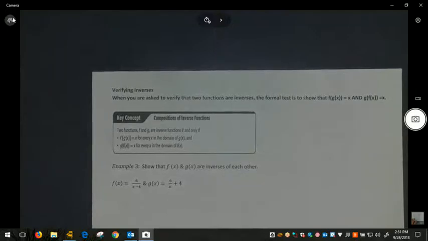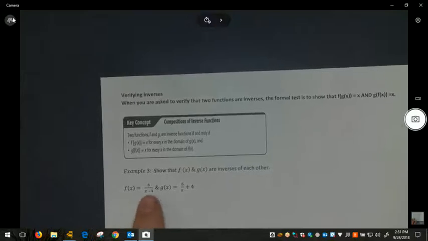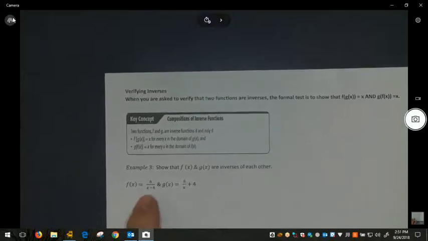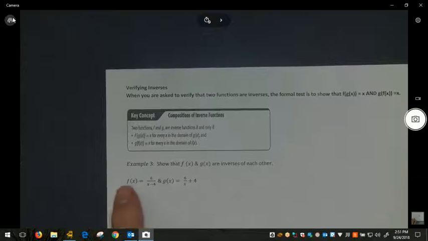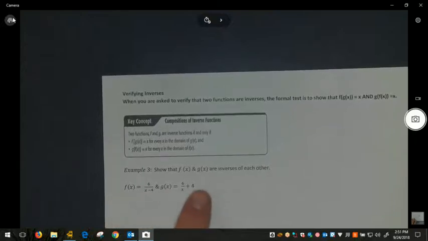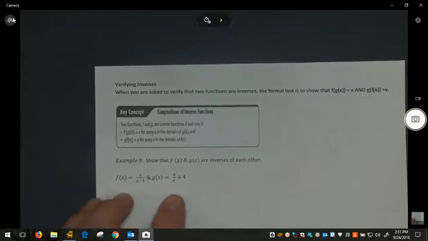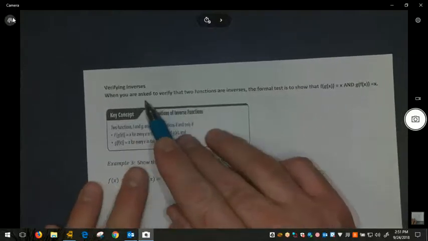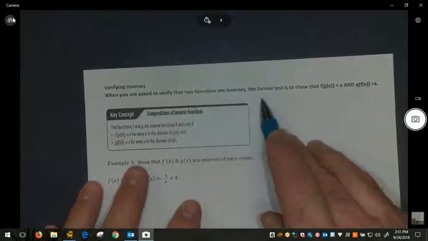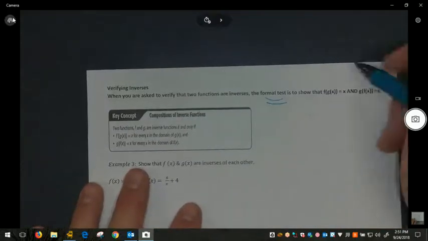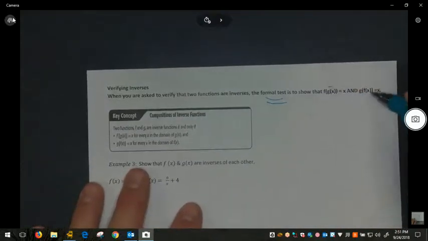While it's true that many of you know how to find an inverse, and that's great, you might be tempted, although with rational functions you probably wouldn't be, to try to find its inverse and see if it turned out to be this. There is a formal test that we are supposed to do: when you're asked to verify that two functions are inverses, the formal test is to show that f of g of x and g of f of x equal x.